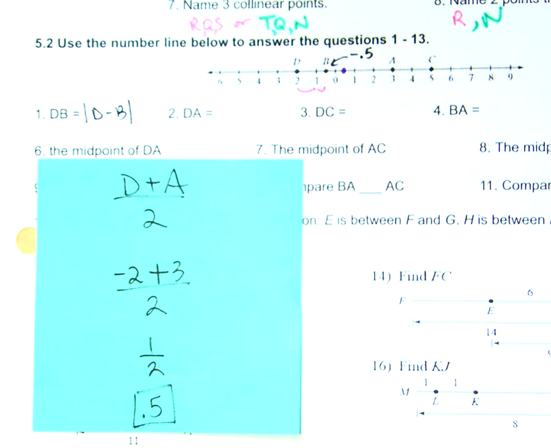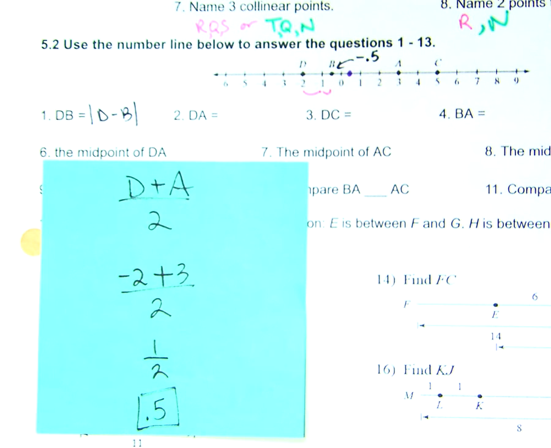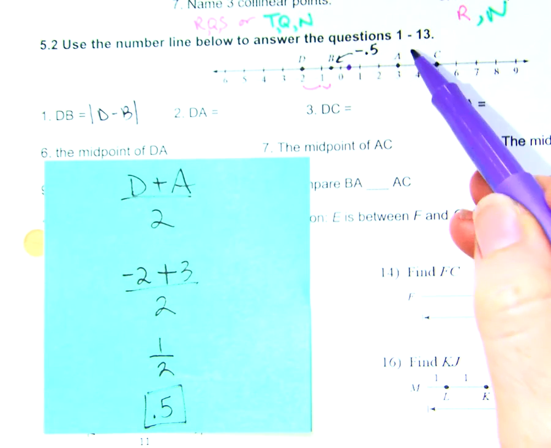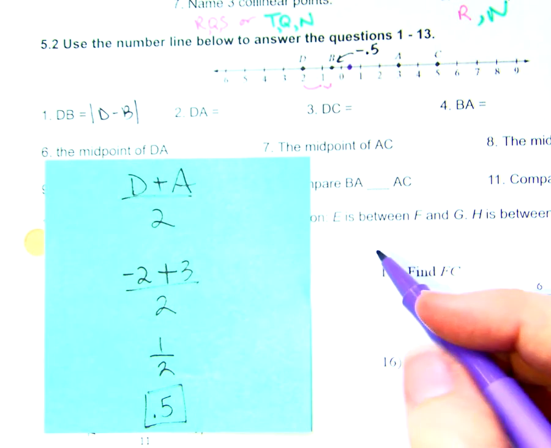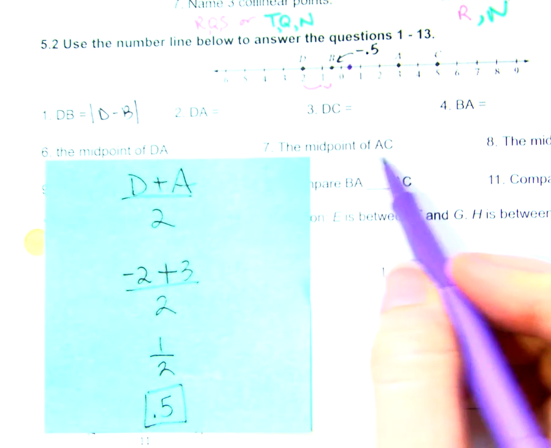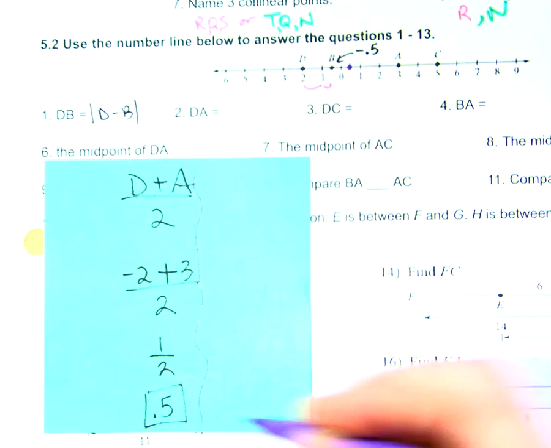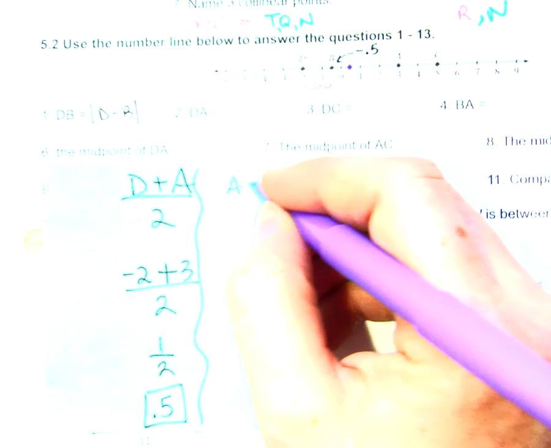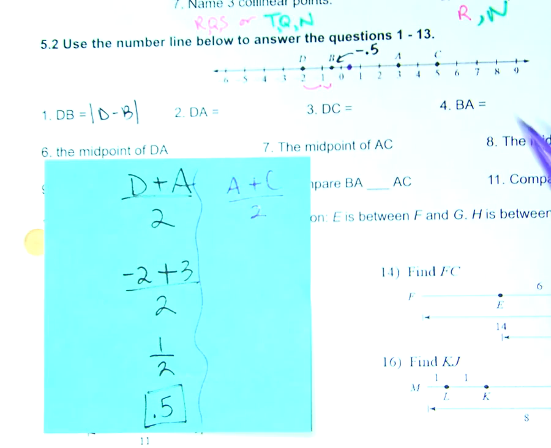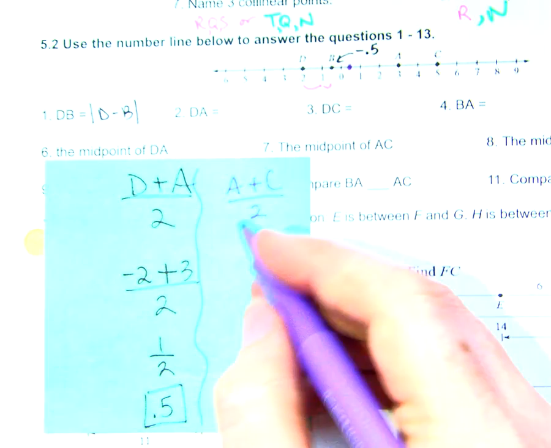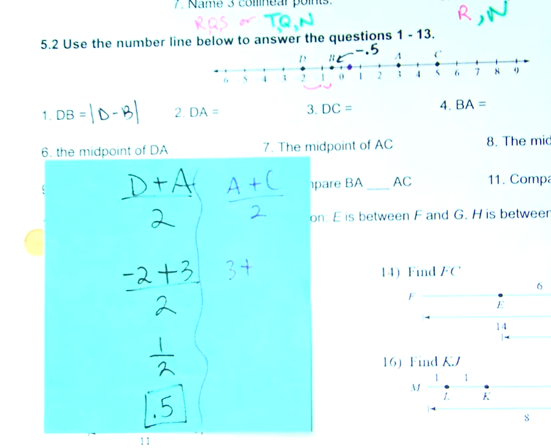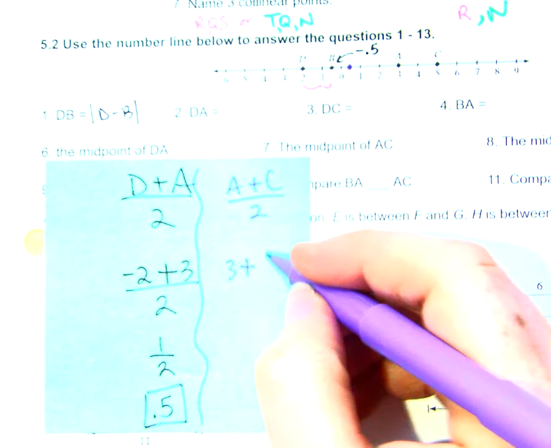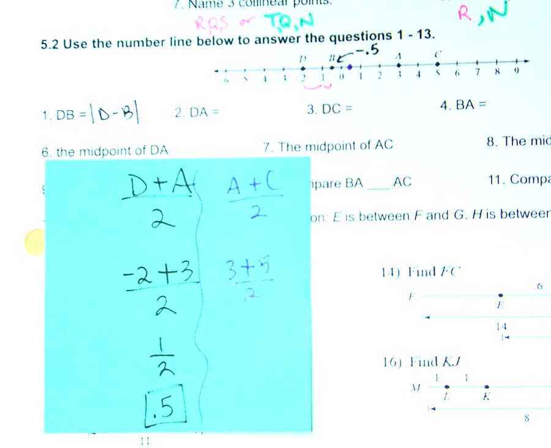So let's actually do that again. Let's do AC this time. I think you can actually just see AC as 4, but of course you know I like to see the work. So if I want to find the midpoint of AC, I would do A plus C divided by 2. So A is at 3, and C is at 5, and I divide by 2.